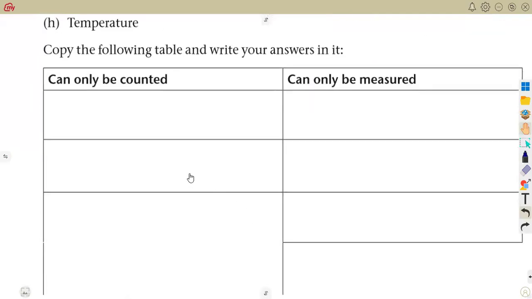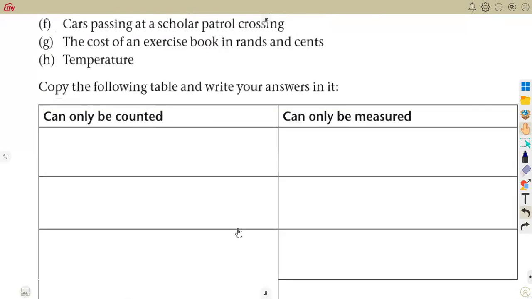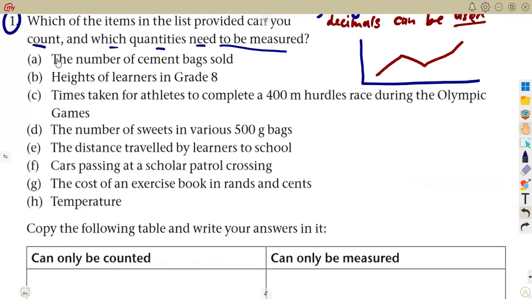In this case, I'm just going to list them in terms of A, B and so on. As we were supposed to write, if A is the number of cement bags, you write that. But here, I'm just going to write the letter corresponding, then you know what is being represented. All right, let's start with A.